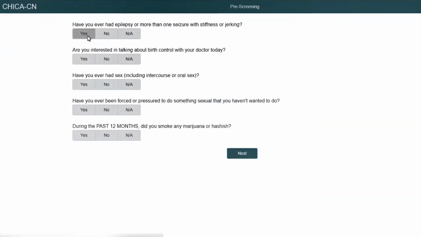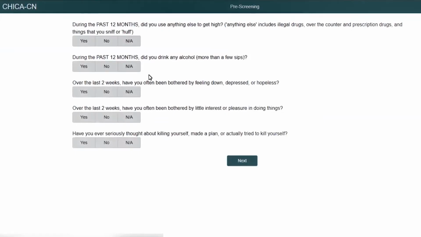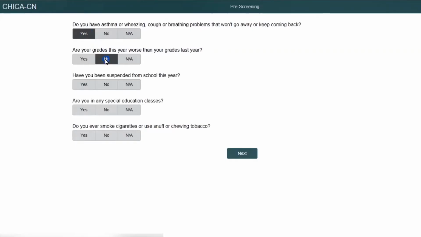Next, the patient starts filling in the questions. The first one here asks whether the patient has epilepsy or has had seizures, and the patient has answered yes. Other questions that are completed can address issues such as high-risk health behaviors, screening for depression, even questions about asthma or other health conditions. It may ask if the patient is having difficulties in school, so that these issues can be addressed as well.